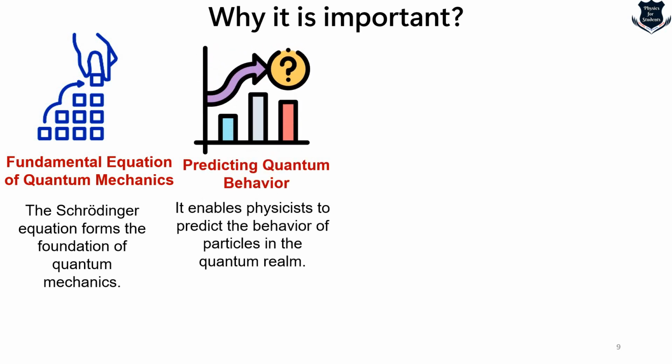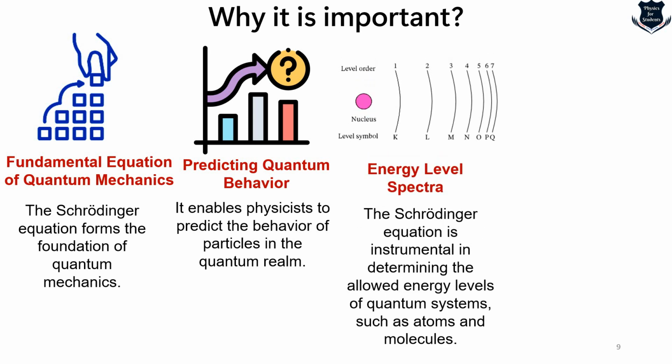Second, it enables physicists and scientists to predict the behavior of particles in the quantum realm. By solving the Schrodinger equation, you can determine the probability distribution of finding particles in various states and positions. And this is crucial for understanding the fundamental nature of matter and energy. Energy levels and spectra: the Schrodinger equation, I would say, is instrumental in determining the allowed energy of a quantum system, such as atoms and molecules.